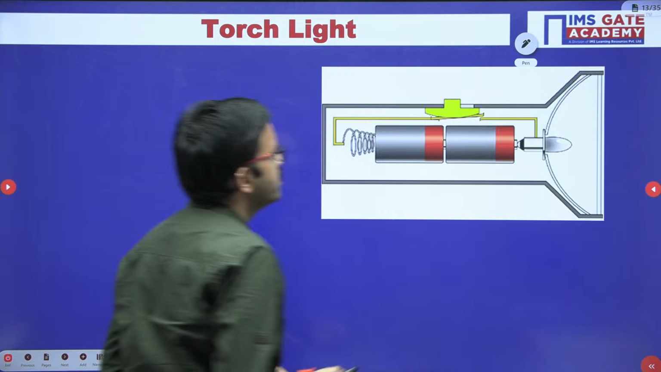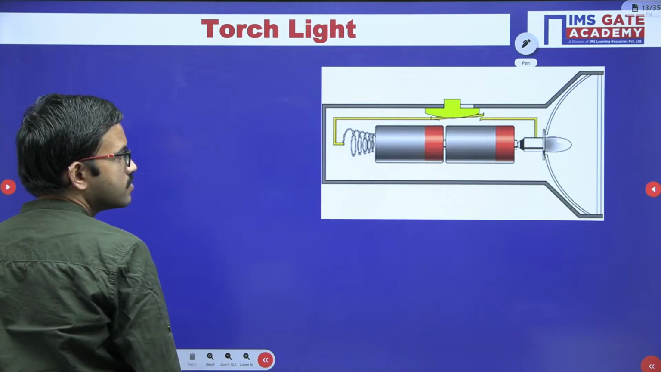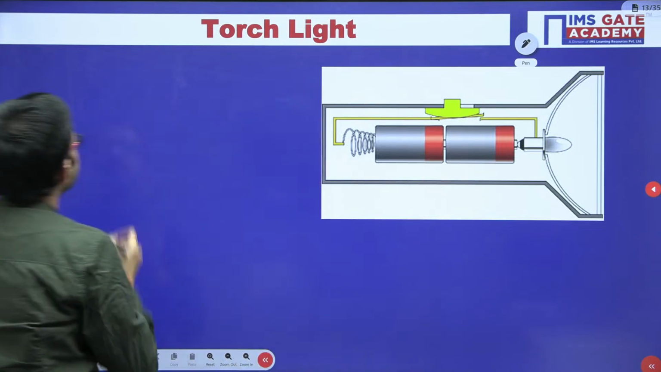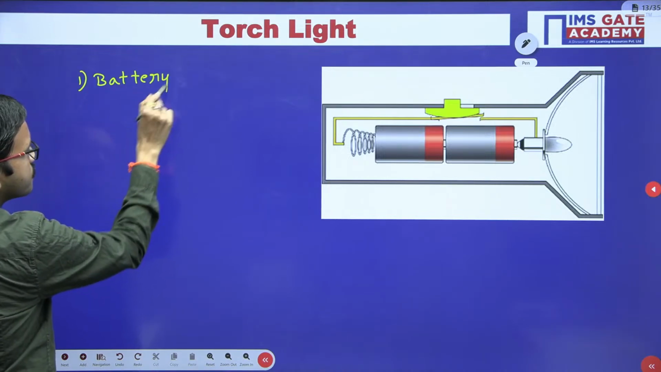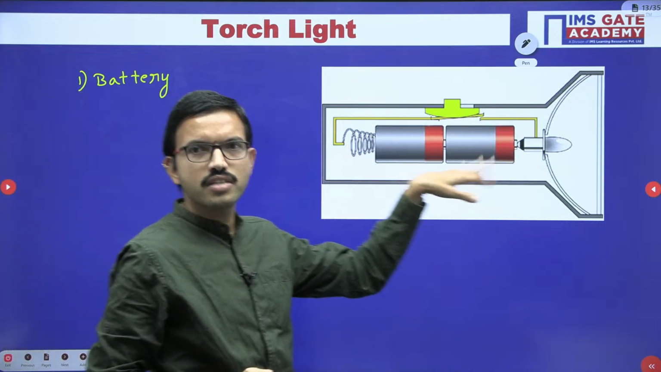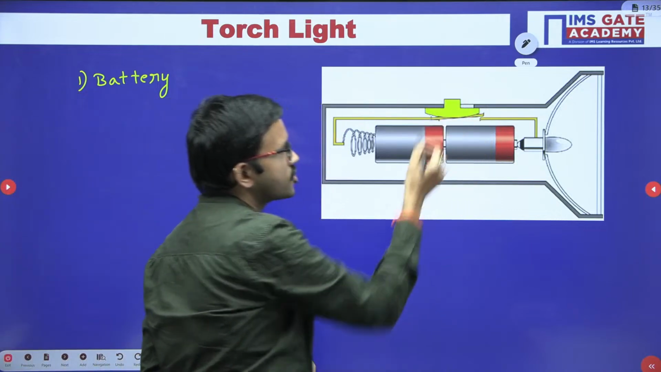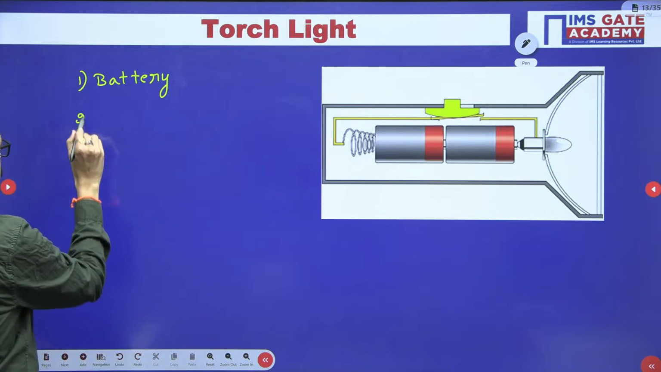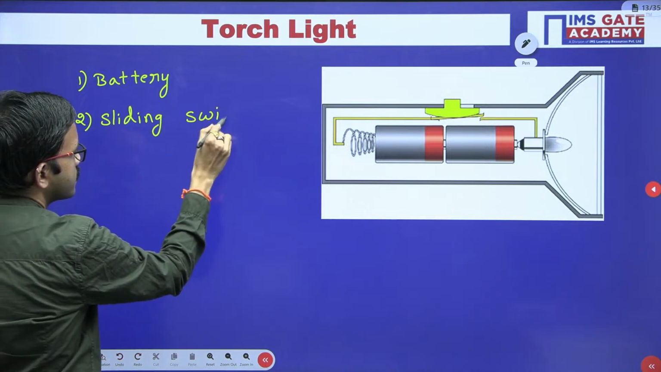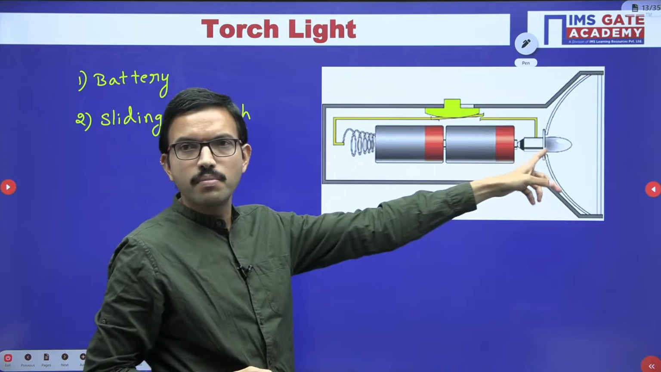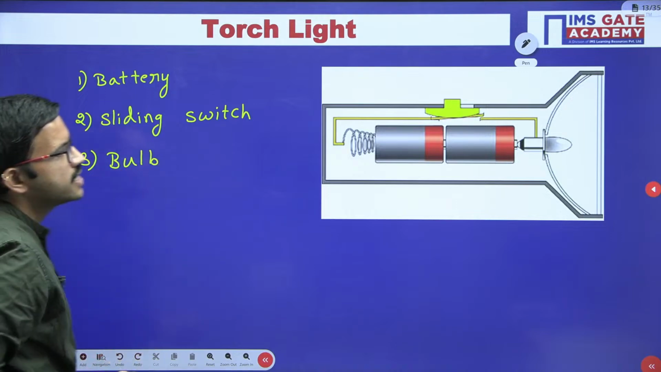Yes, obviously you can observe here. Here you are having a battery. So the battery is the first, or one of the main components. Here we have used two batteries, but for the time being we have written a singular battery. And here you are having a sliding switch, and then you are having the bulb. So these are the three main components inside the torchlight.